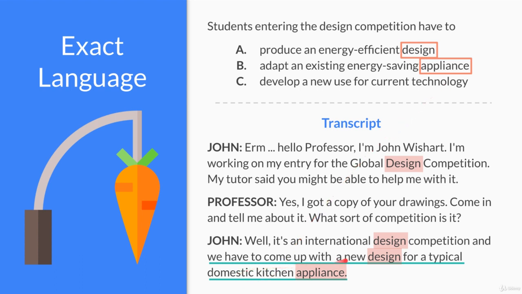They say that we have to come up with a new design for a typical domestic kitchen appliance. So the domestic kitchen appliance is the current technology. And when they say we need to develop a new use, that is synonym language for a new design. And the synonym language for develop is we have to come up with. So the correct answer here is going to be C, the letter C.